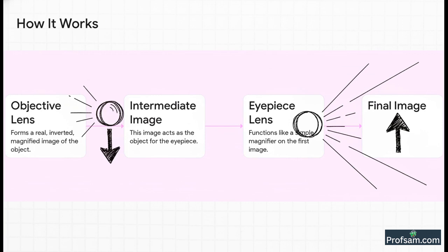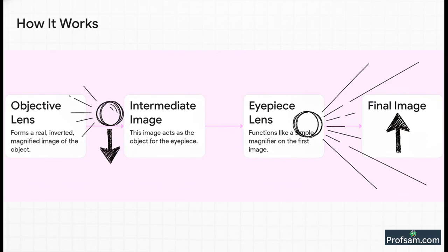Pay attention. Step 1. The objective lens takes the tiny object and creates a magnified, real, and inverted image. Then, step 2. This new image becomes the object for the second lens, the eyepiece. You see? The output of the first lens is the input for the second. In step 3, the eyepiece just acts like a simple magnifier, like the one we just learned about.